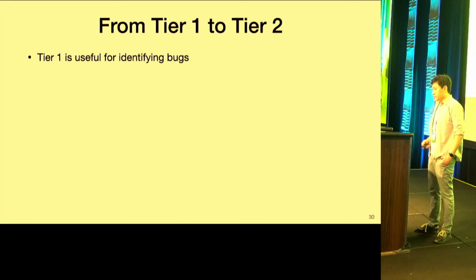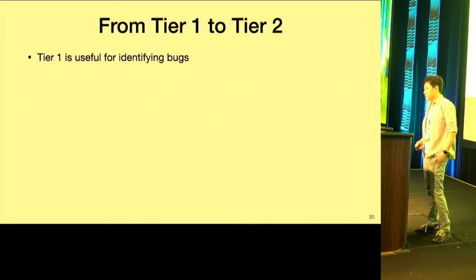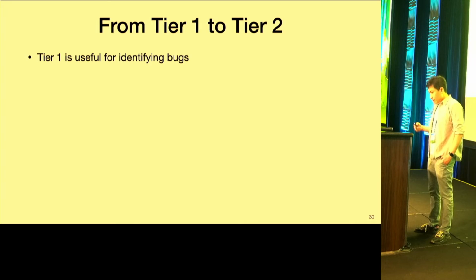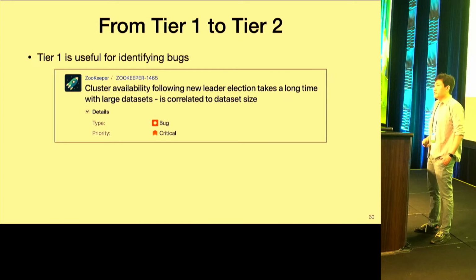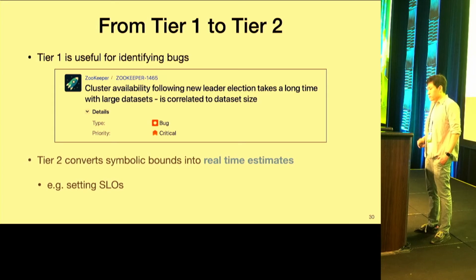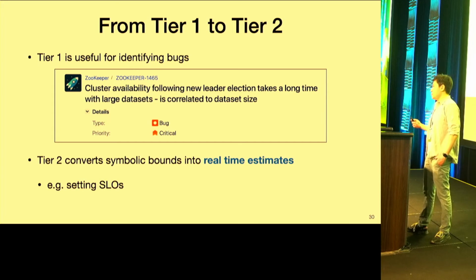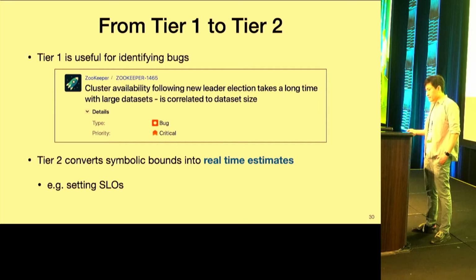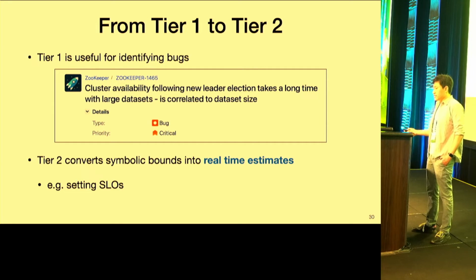The abstract bounds of Tier 1 are useful for identifying latency bugs, when the bound we end up deriving is larger than expected. The proof process also helps highlight the root causes of these bugs. In fact, we used this process to identify a real bug in Apache ZooKeeper, and the details for that are in our paper. In practice, however, there are cases where we want to go beyond just a symbolic bound and want a real-time estimate, such as when we're setting our SLOs. And this is where Tier 2 comes in.